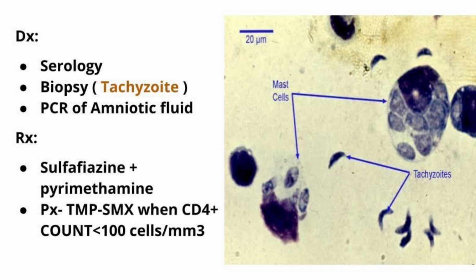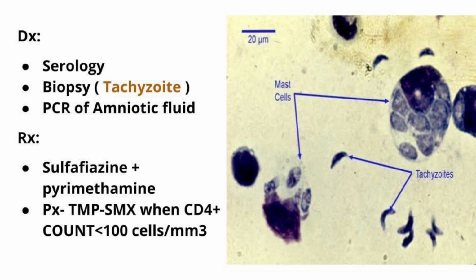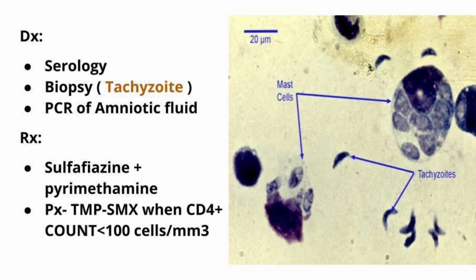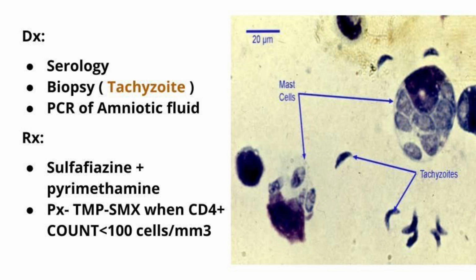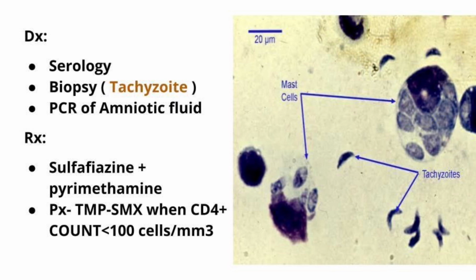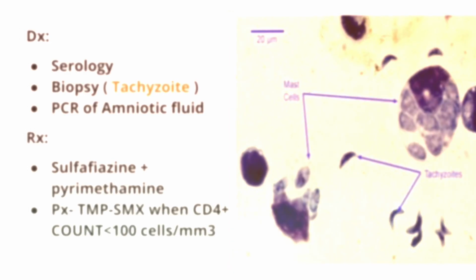The treatment is mainly sulfadiazine plus pyrimethamine, or for prophylaxis we can use trimethoprim and sulfamethoxazole when the CD4 count is less than 100 cells.